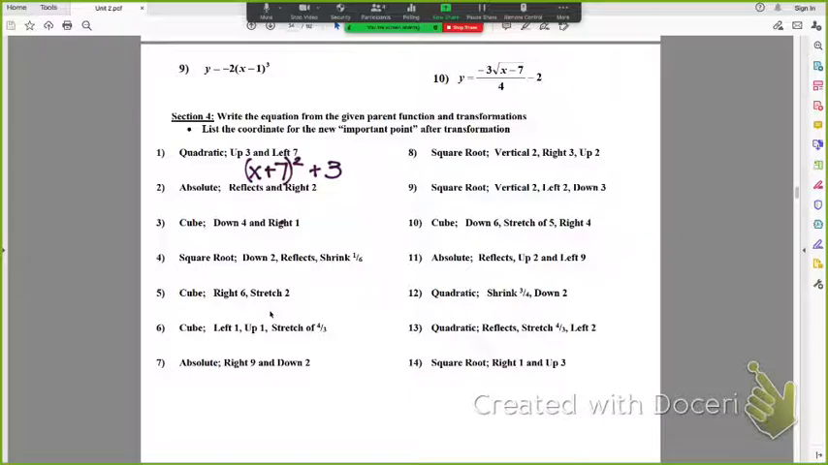Okay? Couple notes on language on this one. If it says reflect, assume that's in the x-axis. And for some reason they say vertical instead of stretch. But there's that. Okay?